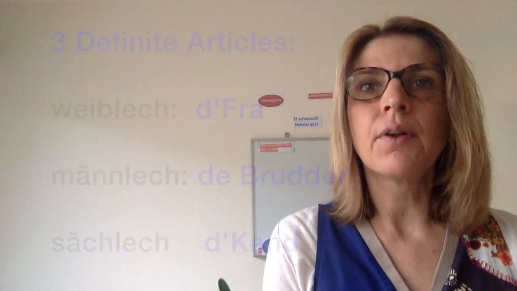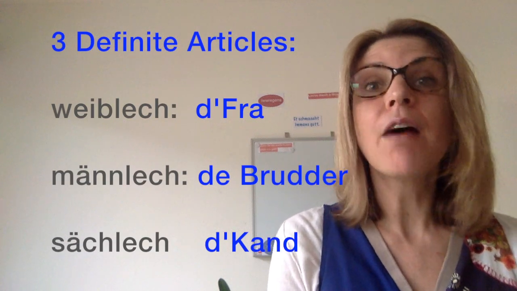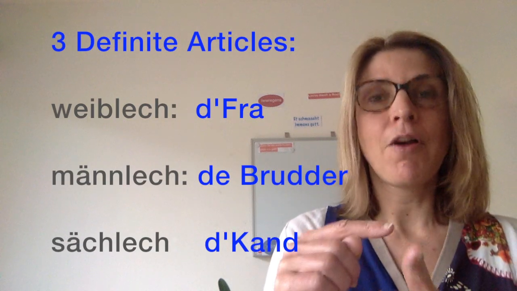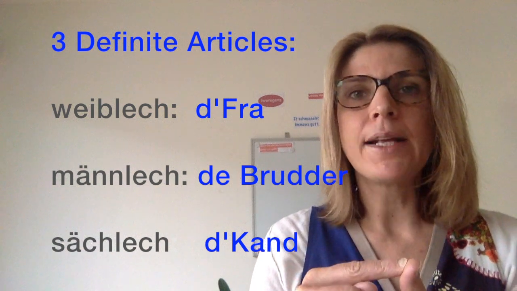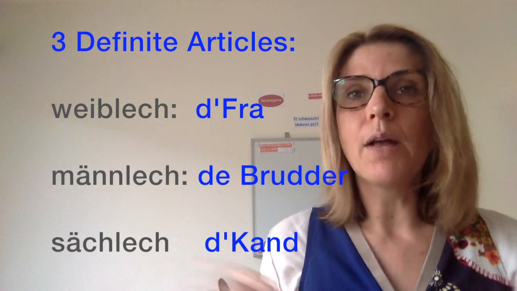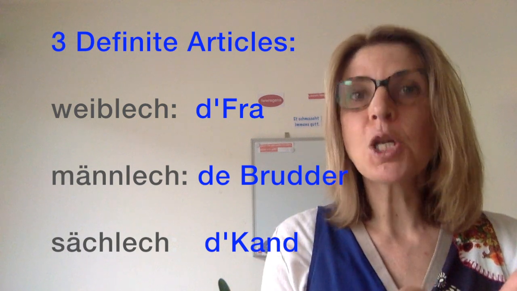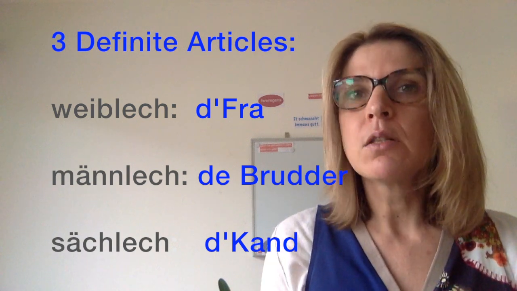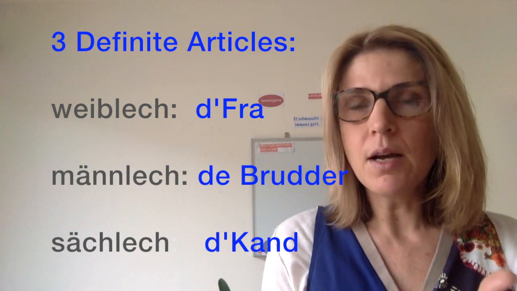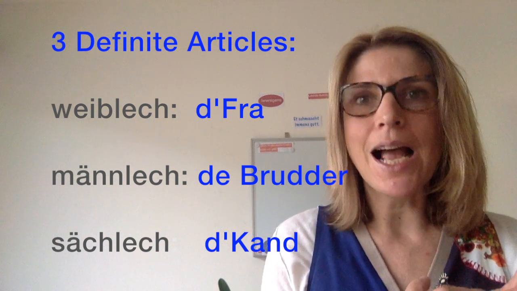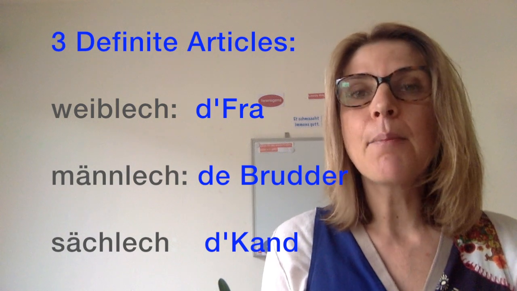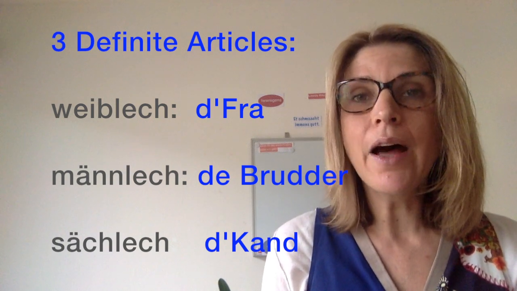And now we will learn the definite articles in Luxembourgish. Now, in English, you have only one definite article, the. But in Luxembourgish, we have three of them. We have weiblich, feminine, for example, Tfra, the woman. We have männlich, masculine, for example, the Bruder, the brother. And we have as well sächlich, neuter, for example, Kind, the child.